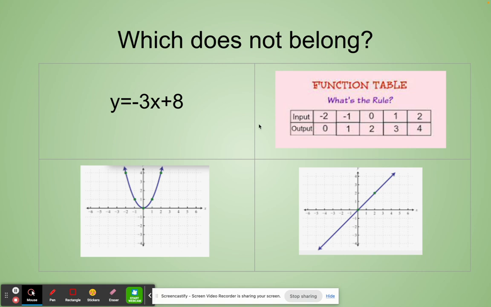Before we get started, if I were on Sesame Street and I said one of these things is not like the other, which one of these doesn't belong? Did you guess this one? This is the equation for a linear function. This is a function table for a linear function. And this is a graph of a linear function. This one is not linear, it does not make a straight line.